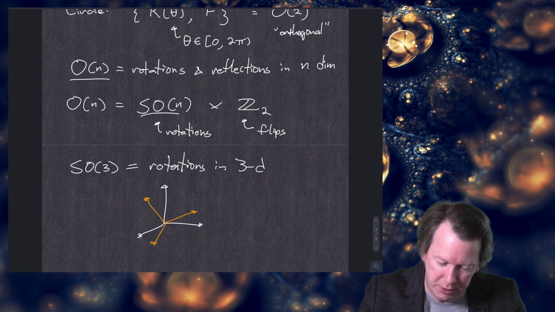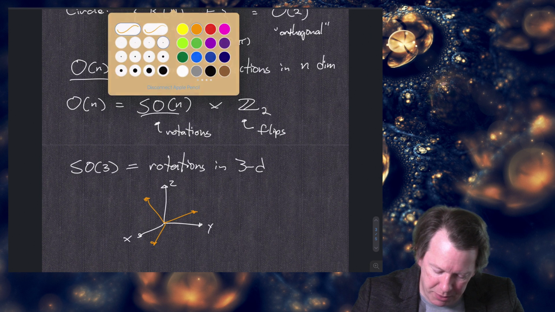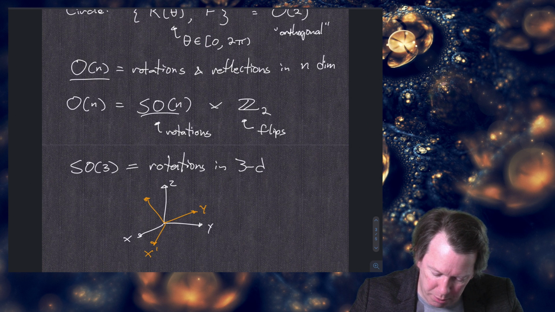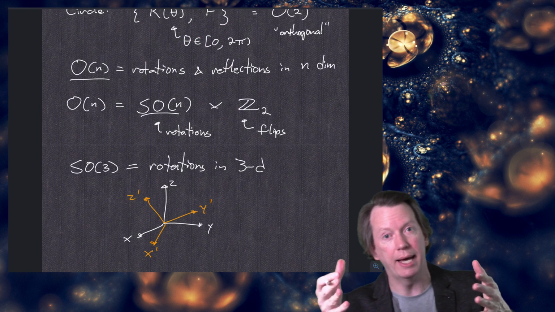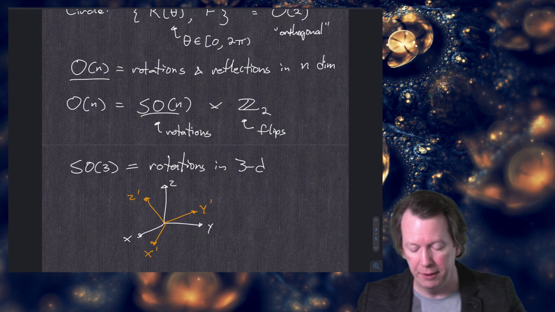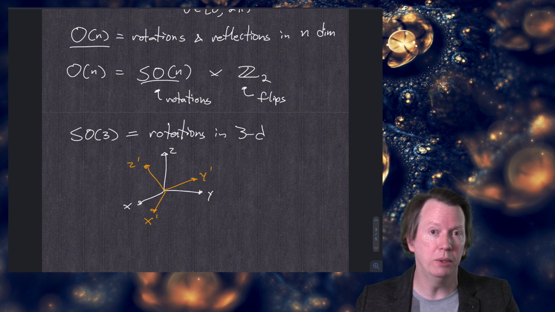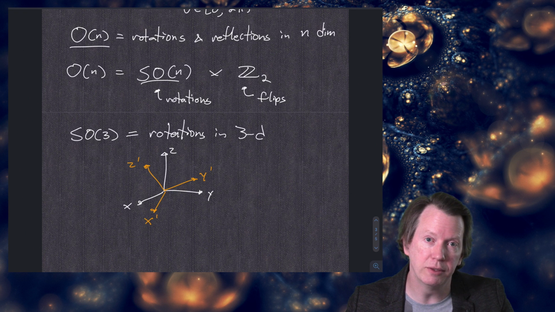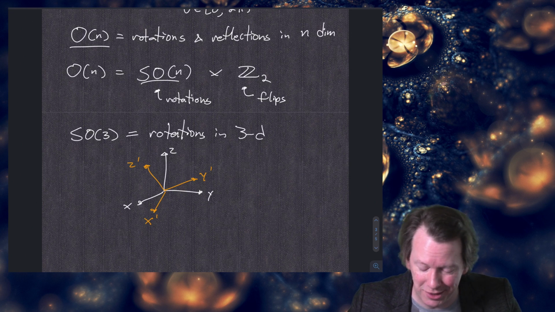So if we started with bases x, y, z, then you rotate and you get something x prime, y prime, z prime, and every single possible way to rotate that is an element of SO3. So even though there's an infinite number of such rotations, what you can do now is not talk about the number of transformations, but the dimensionality of the space of transformations.